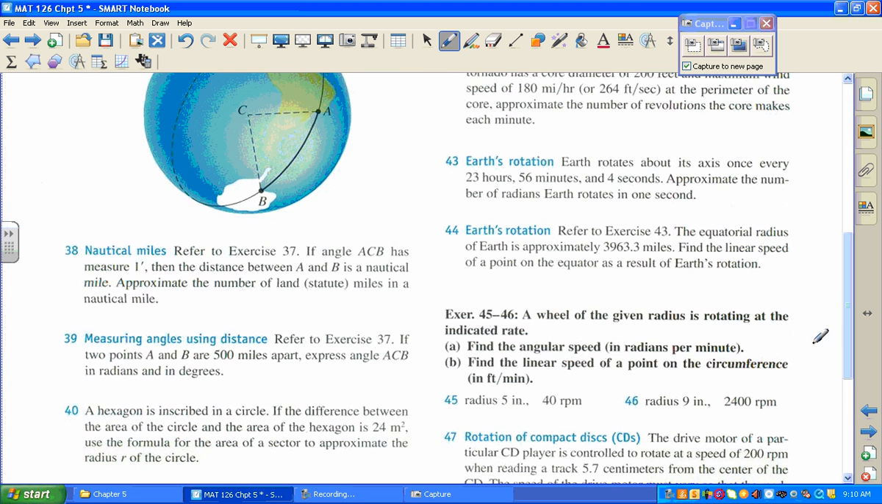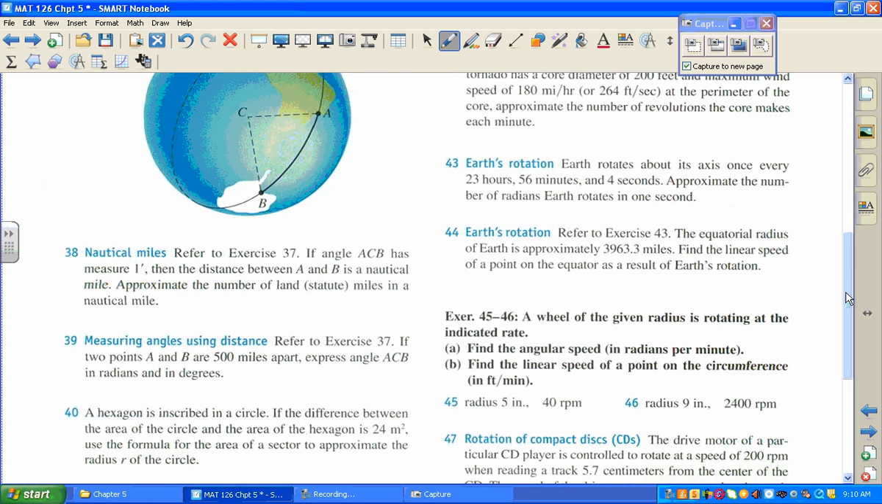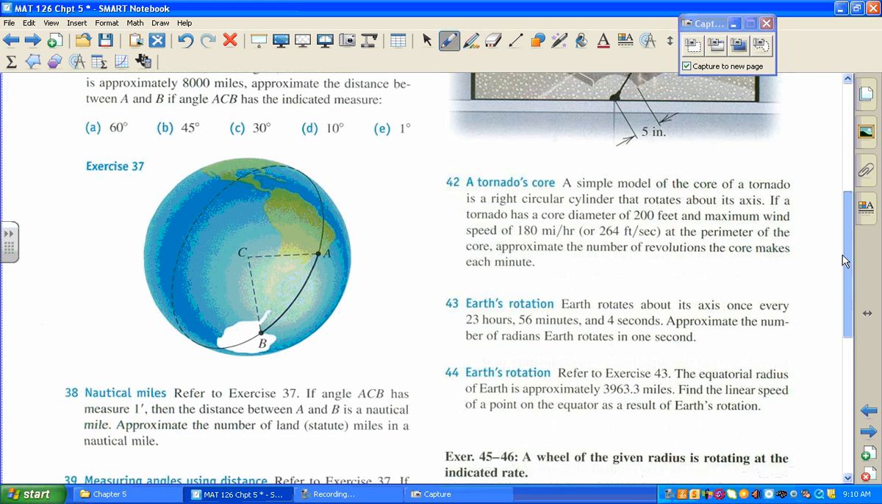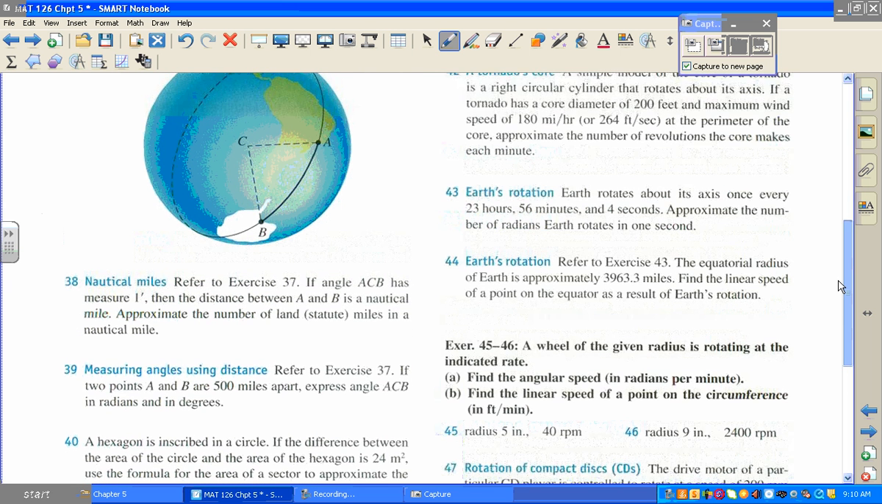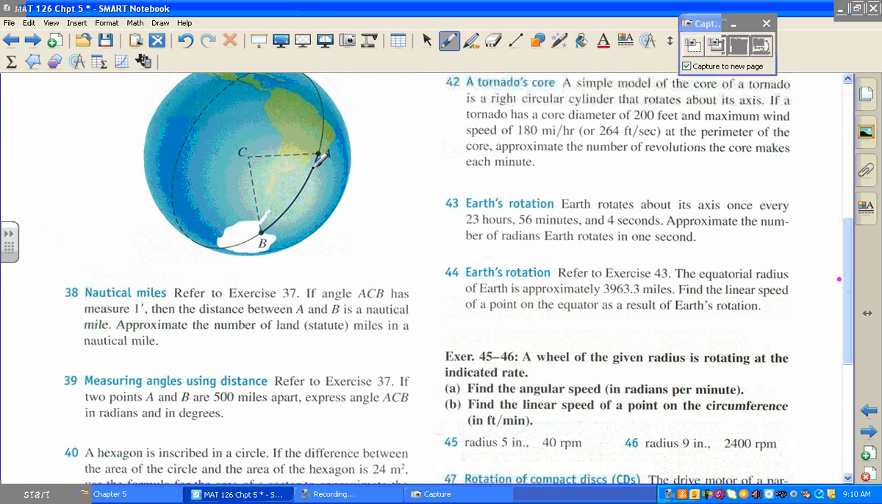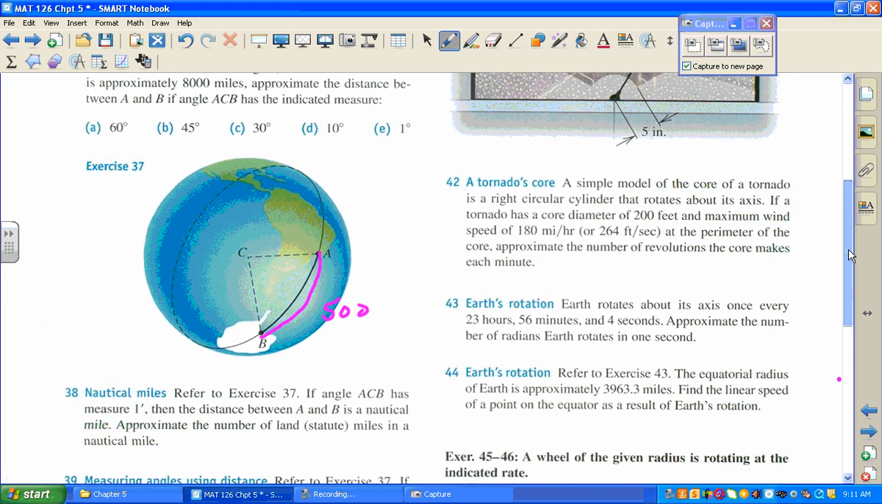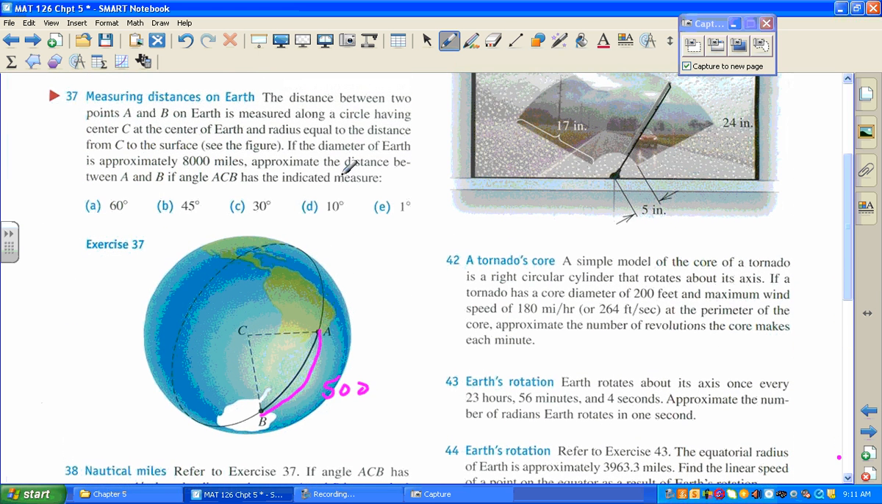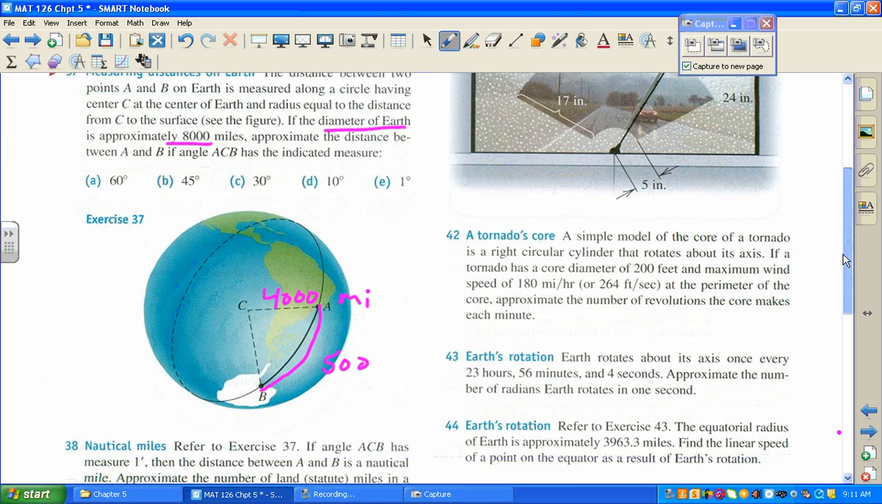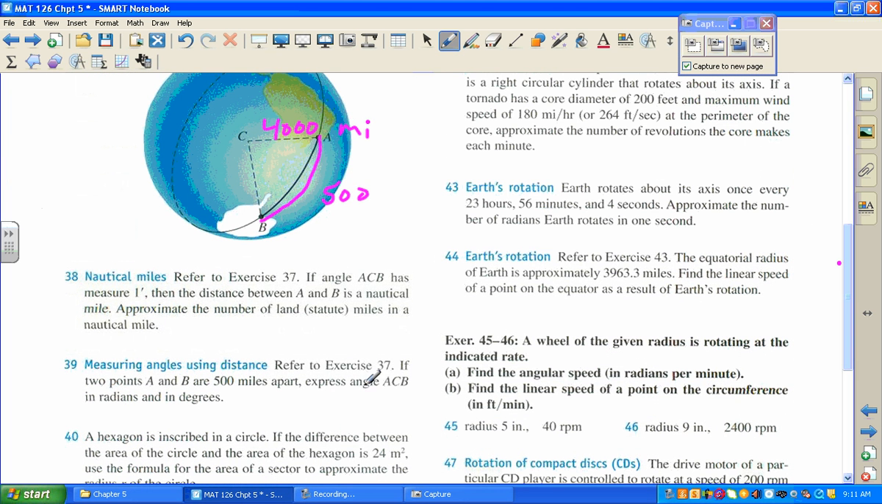39. Measuring two angles. If you look at 37. If A and B are 500 miles apart, if this is 500, express the angle ACB in radians and degrees. They must give you the radius of the Earth somewhere. If the diameter of the Earth is 8,000, that means the radius is 4,000. Right? 4,000 miles.